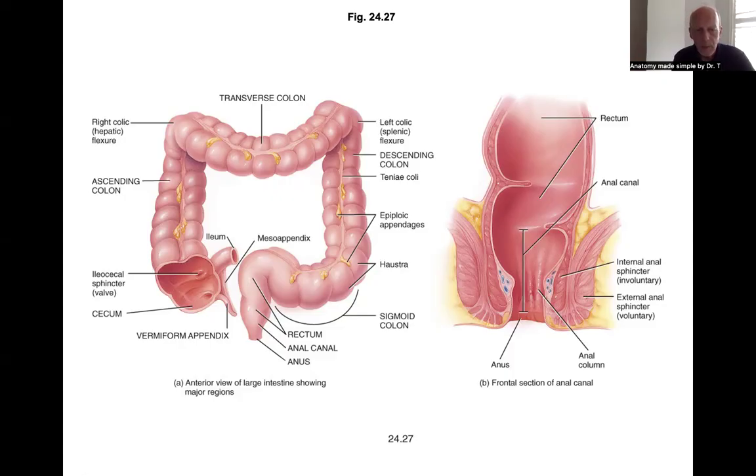In addition to haustrae and Taenia coli, one can also see on the surface of a large intestine additional adipose tissue that is arranged quite randomly in the form of epiploic appendages, and it is quite an individual finding. Some people have more, some people have a little bit less. However, it is a typical and standard finding on the surface of the large intestine.